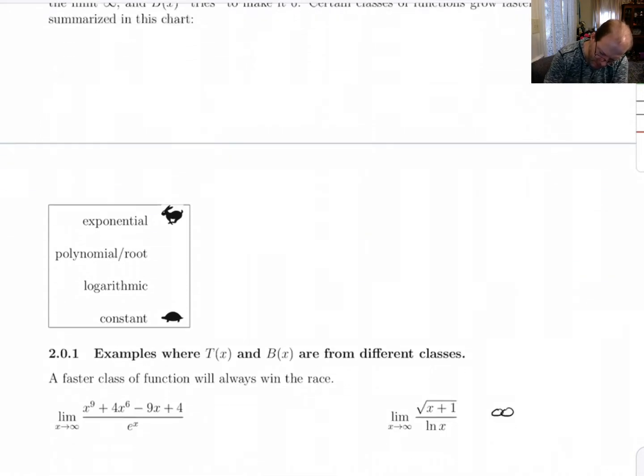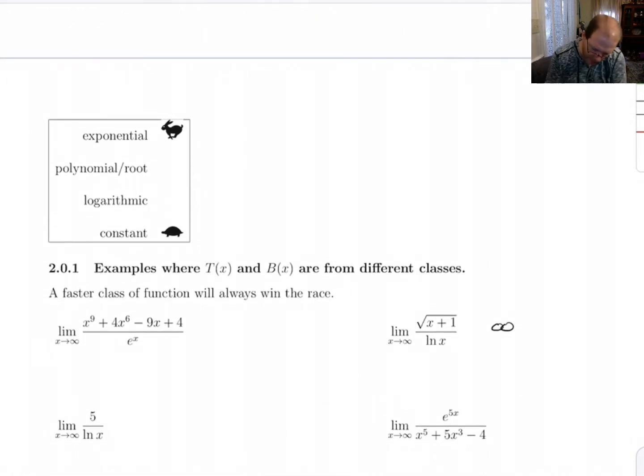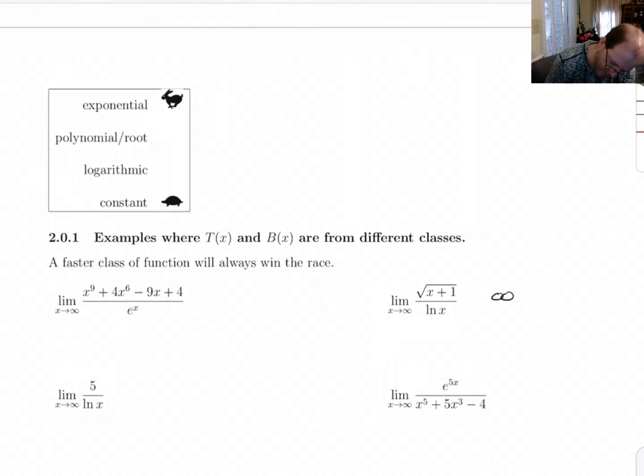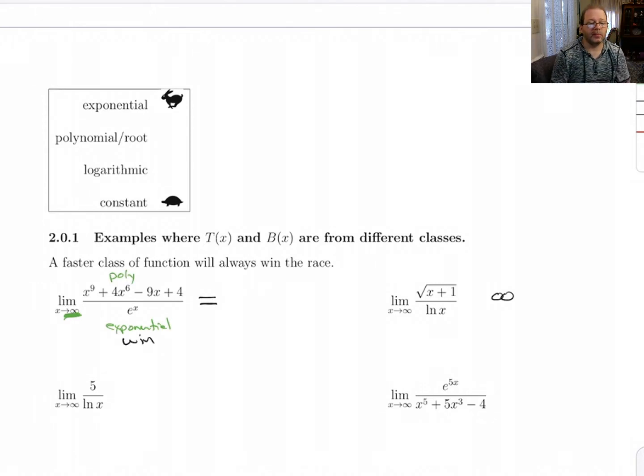Let's look at a few examples here. On this one, we've got a limit as x goes to infinity, and on top we've got a polynomial, and on the bottom we've got an exponential. So we can say the exponential is the one that's going to win, and it's on the bottom, so it's trying to make the thing go to 0, and that's what's going to happen. And if you wanted to, you could use L'Hopital's rule 9 times and see that it works out.